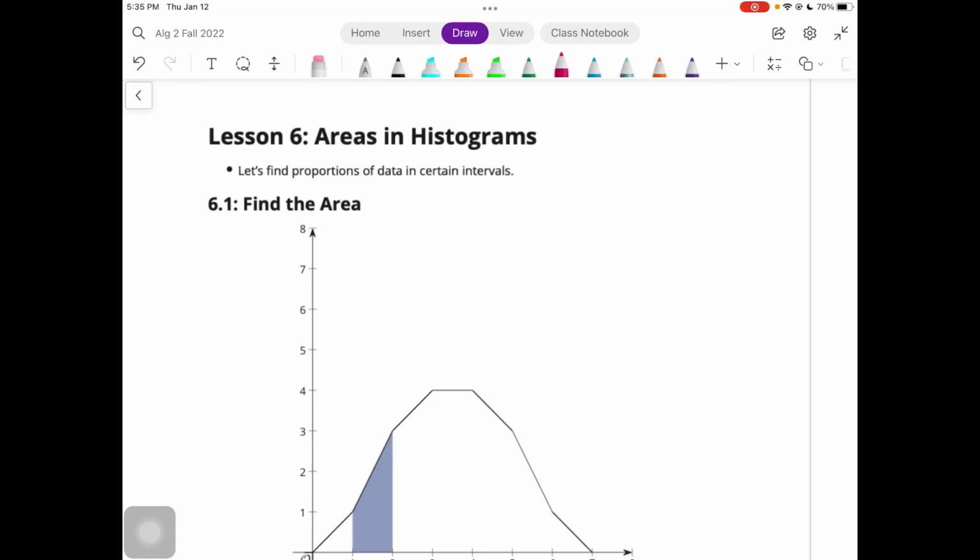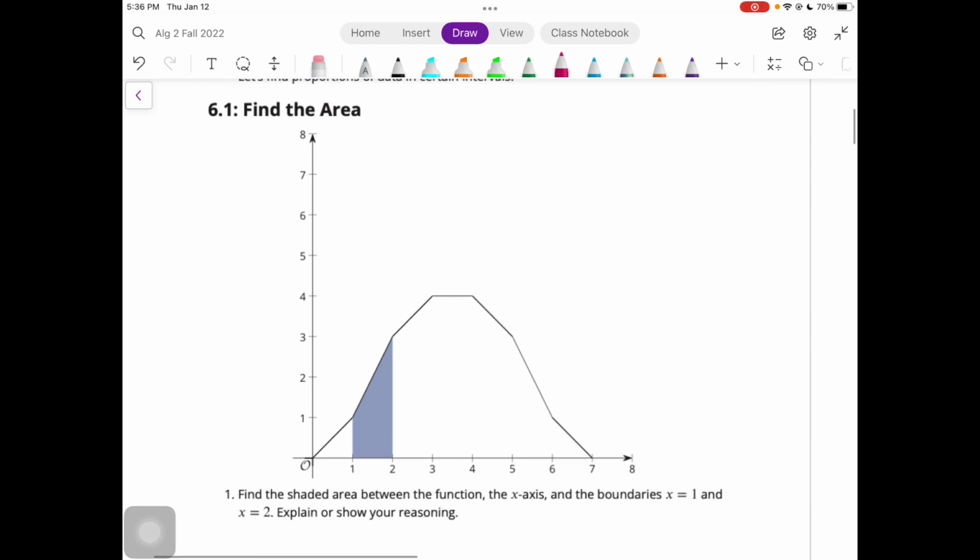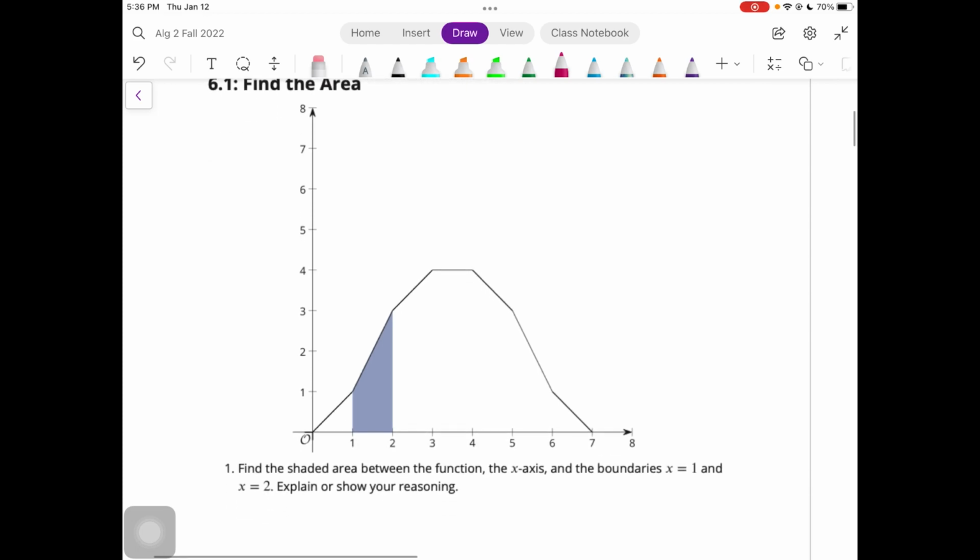All right, let's take a look at lesson 6 from unit 7. So we're looking at areas in histograms, and we're going to find proportions of data in certain intervals. So here for the warm-up, we're going to find the shaded area between the function, the x-axis, and the boundaries x equals 1 and x equals 2. And then we're going to explain or show our reasoning.